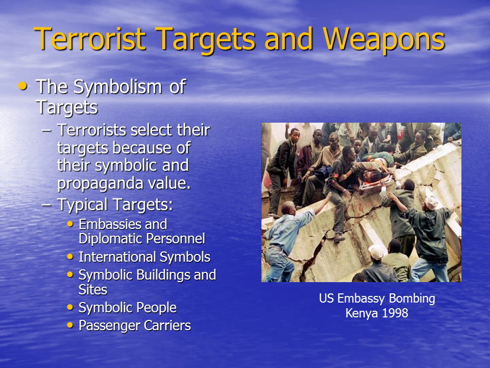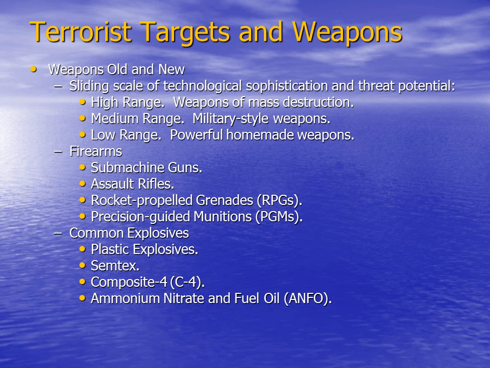And passenger carriers are very popular. Anything with transportation is very popular. Airliners, we've seen that with hijackings, and of course the 9/11 attack. Also, trains and buses are popular targets because you have a lot of victims in close proximity that can be destroyed. Next slide.